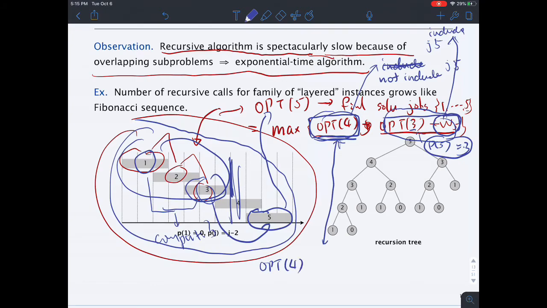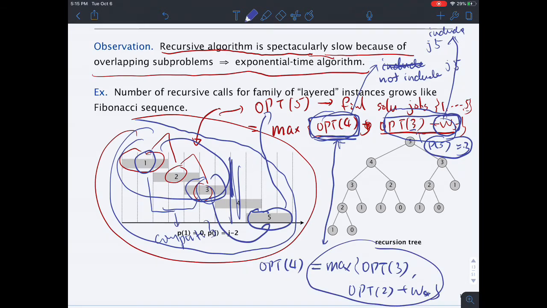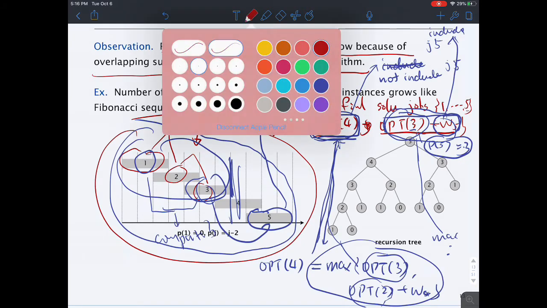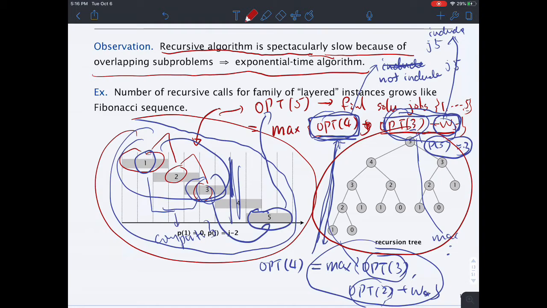For OPT4, I continue to recurse. I take the max of OPT3 and OPT2 plus the weight of 4. This is again the definition of OPT4. You can see that we can continue to recurse. I have to solve OPT3 and OPT2, and similarly I have to solve OPT3 here, recurse, take the max, and then two terms here. So you can see the recursive tree that we are constructing. This slide is actually making the recursive tree explicit.